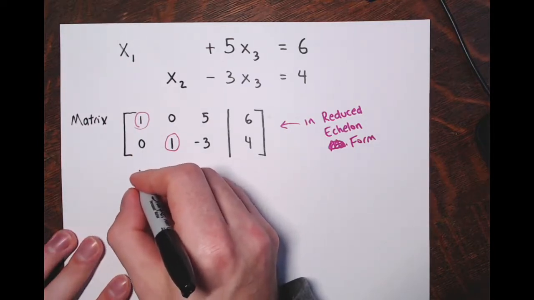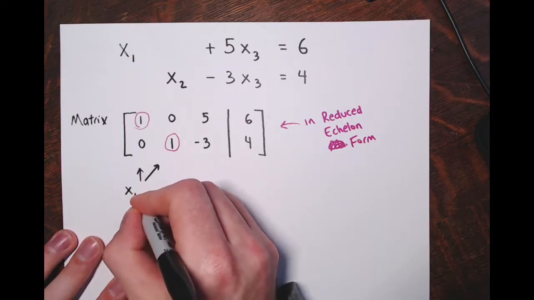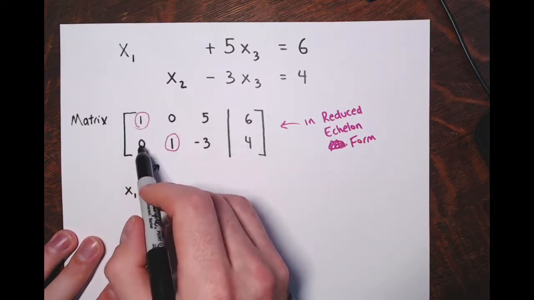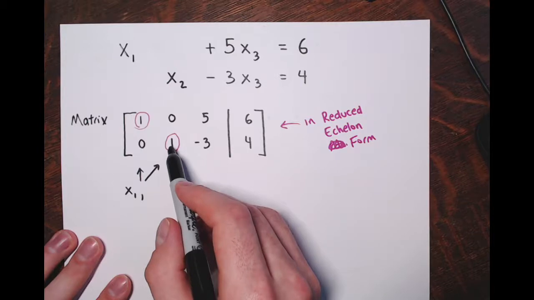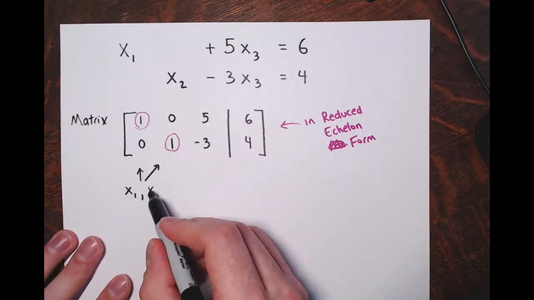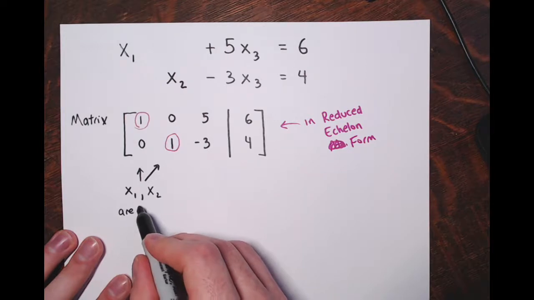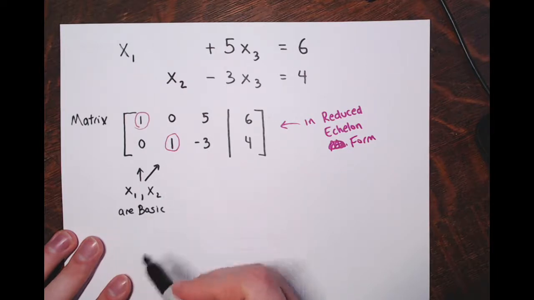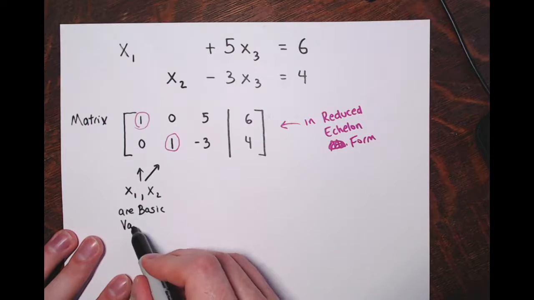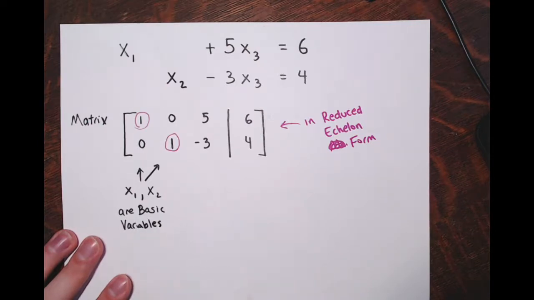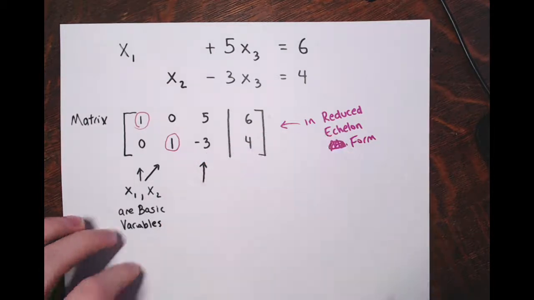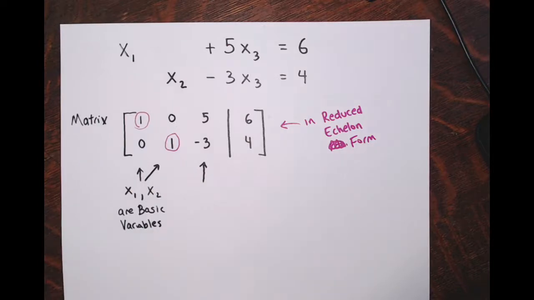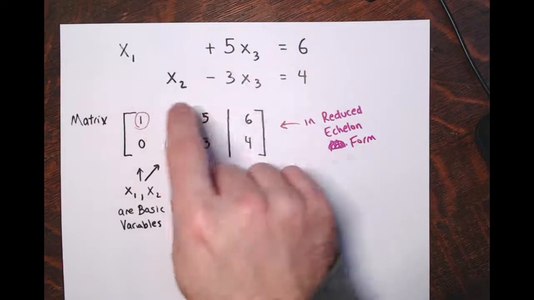So that means that x1, right? The first column corresponds to the coefficients of x1. So x1, and the second column corresponds to coefficients of x2. So x1 and x2 are going to be, again, what they call basic variables or leading variables. But just to stick with this text, it's basic variables. The third column in the coefficient matrix. Don't worry about the fourth column. Don't worry about the column after the bar. All right, we're just talking about the numbers that have variables attached.